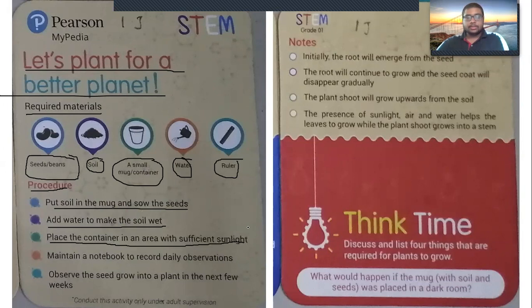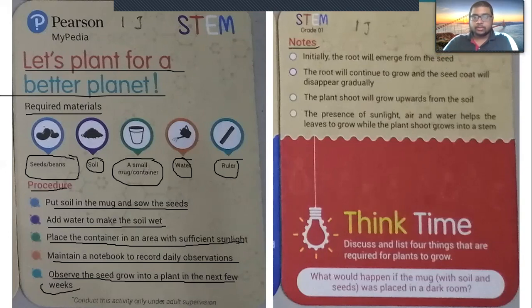Okay, so whenever you keep this container, this mug where the seeds are sown, you must ensure that there is sufficient sunlight. Fourth is maintain a notebook to record the daily observations and observe the seed grow into a plant in the next few weeks. So you will observe this and write down in your notebook how many centimeters the height has grown. With the help of your ruler, you will measure the height and write it in your notebook. This is your activity.